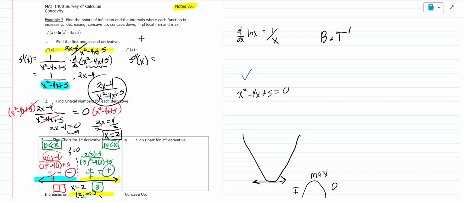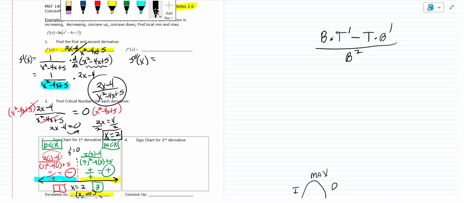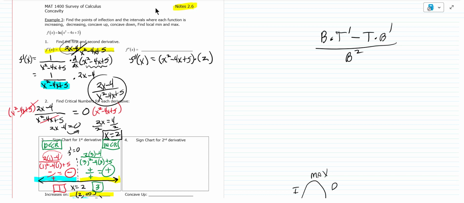So I'm going to write it down for reference: bottom times derivative of top minus top times derivative of bottom over bottom squared. We have to go through all those details, so let's start working on the quotient rule. When we put this in, we have the bottom, x squared minus 4x plus 5. Now you multiply by the derivative of the top. The derivative of the top is just 2.